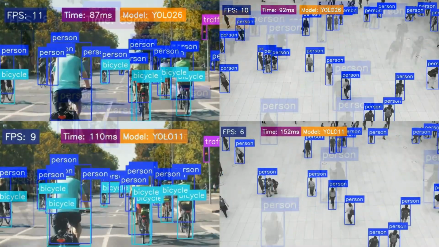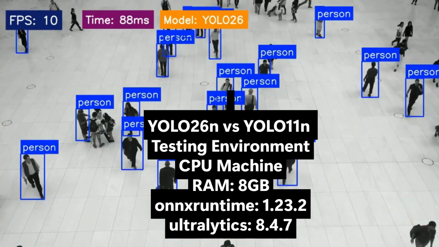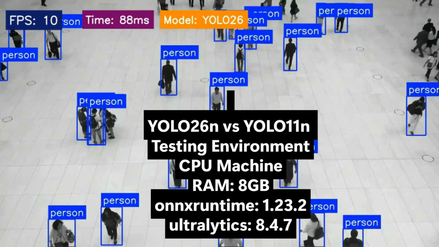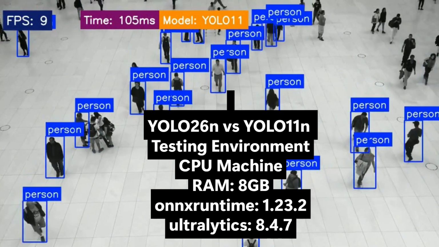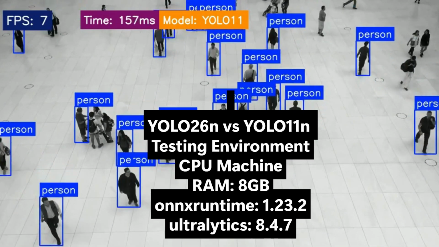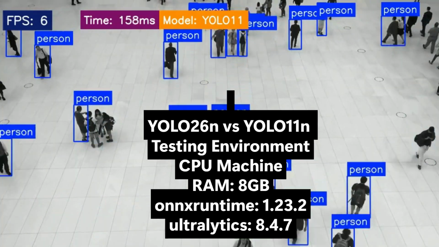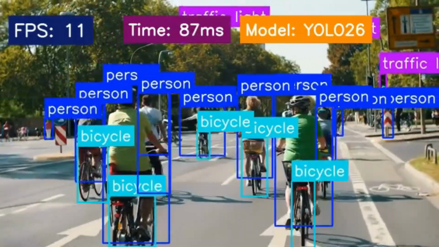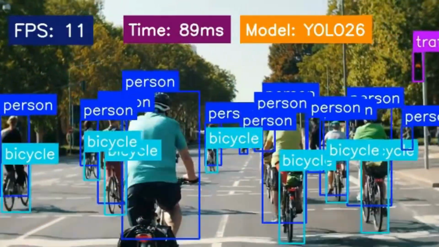Here are my testing environment details, which you can see on your screen. I am testing on my local CPU machine. I have 8 GB of RAM in my local machine, and we are doing a comparison of YOLO26 and YOLO11 nano models. I have ONNX Runtime installed, the latest version, which is 1.23.2, and I also have the latest Ultralytics version installed, which is 8.4.7.